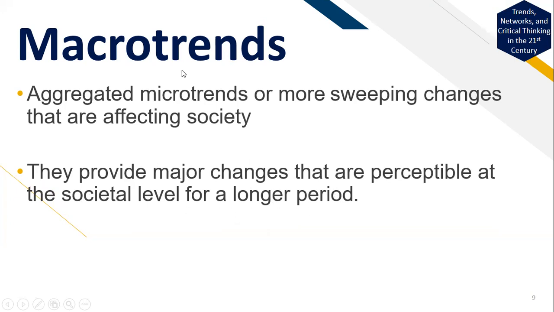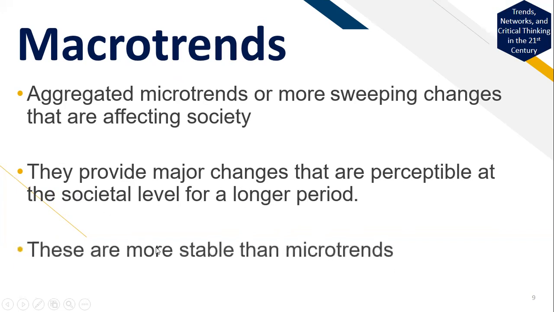Okay? So macro trends, so ito, i-explicate ko lang ng konti, no? So sabi nga dito, macro trends provide major changes. Okay, so meron na talagang matinding pagbabago. And hindi lang siya matinding pagbabago. Okay? These major changes are perceptible. Ibig sabihin nakikita. Okay, nakikita, nararamdaman, naririnig. Okay? At the societal level for a longer period. So tumatagal siya. Okay? Ito na yung talagang tumatagal na.